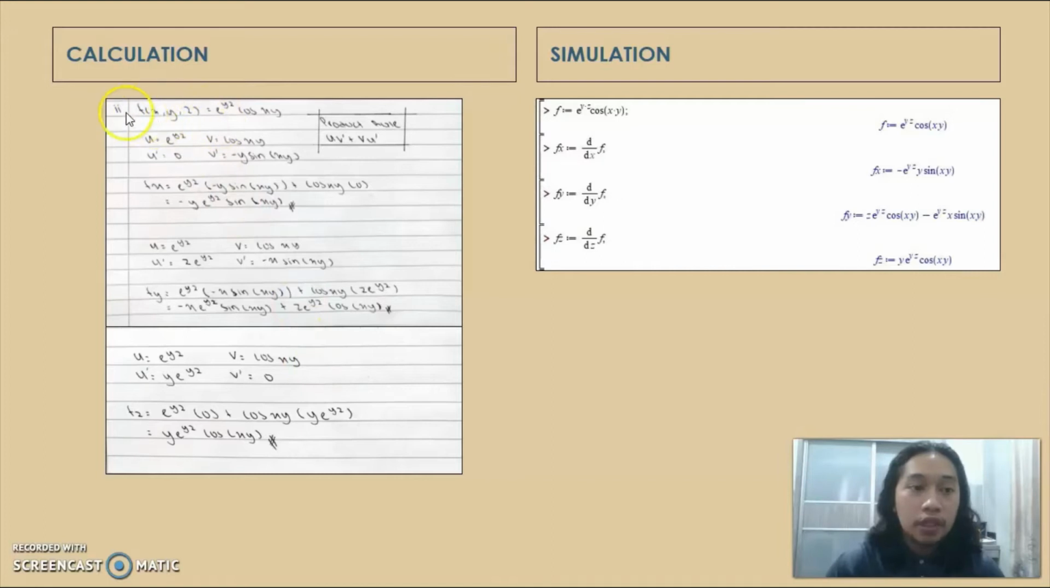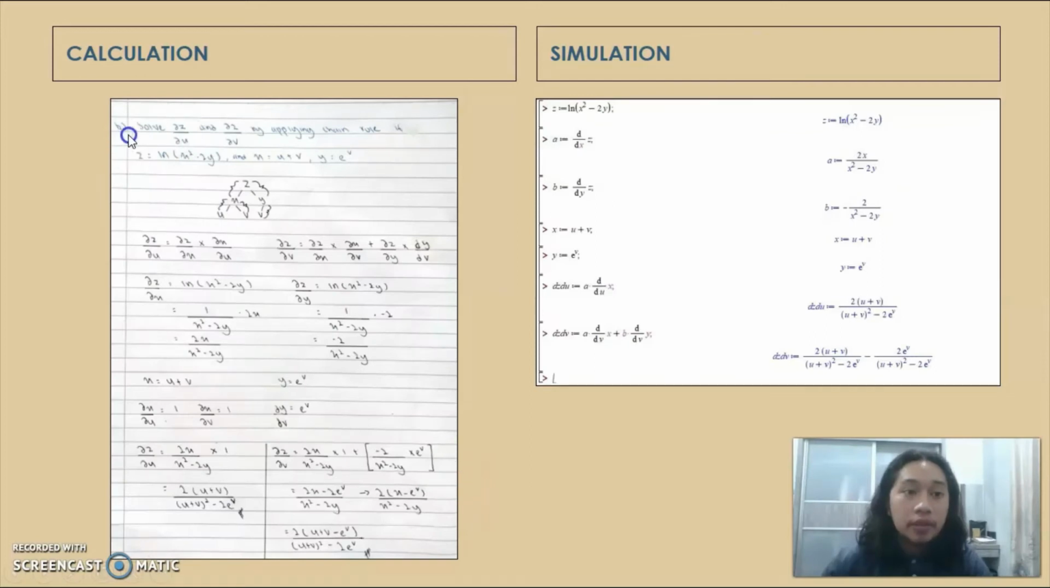Okay, next for question A2. For this question, we also need to differentiate the function against x, y, and z. But for this question, we use the product rule because we have two functions. So we can see that we got the same answer for calculation and simulation.